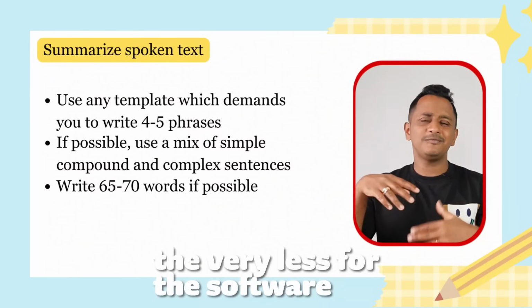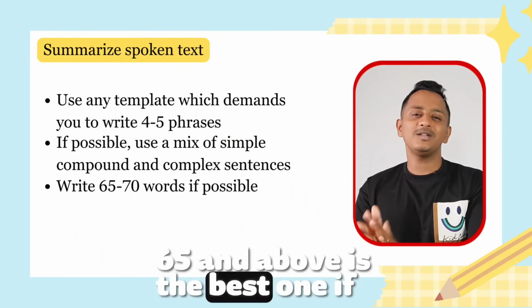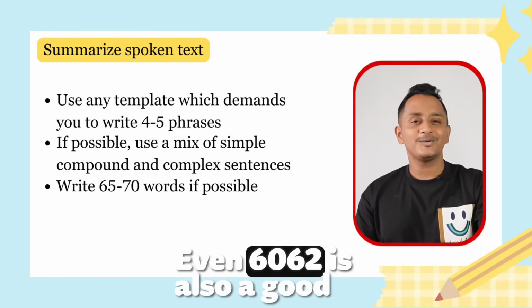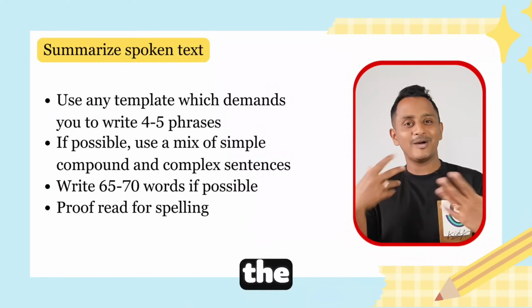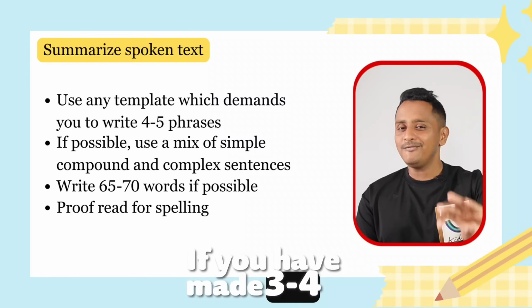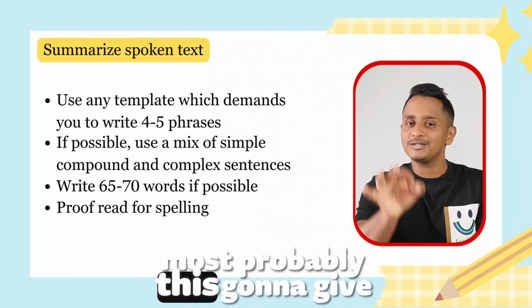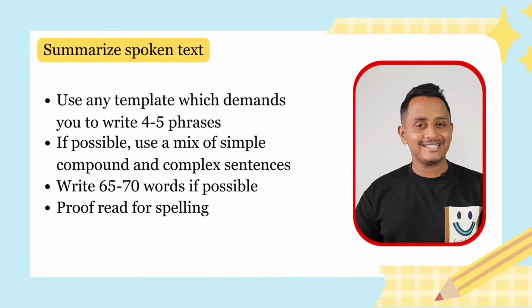The very less for the software to give you marks for the content. 65 and above is the best one if you ask me. Even 60-62 is also a good score. Make sure to proofread for spellings, because spelling and grammar are the ones that make a huge difference towards your listening and writing score. If you have made 3-4 spelling mistakes here, most probably this is gonna give you 0 towards your listening and writing. Even if you've written a fantastic content, remember this.